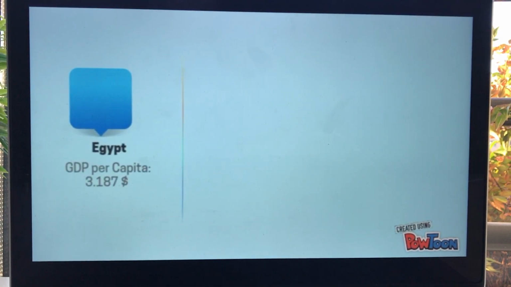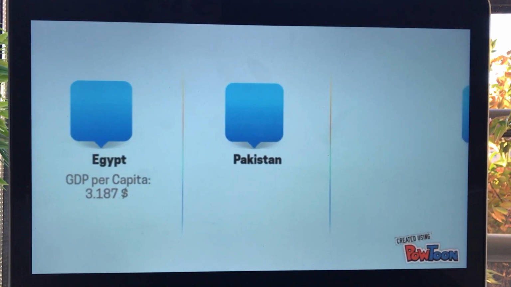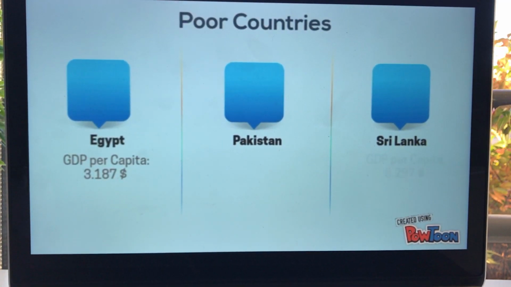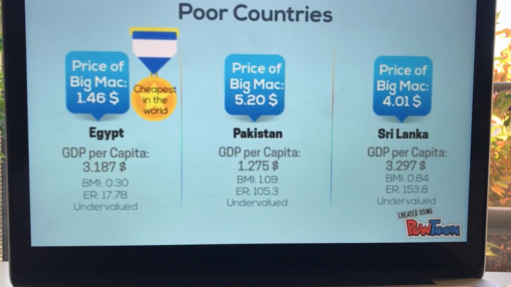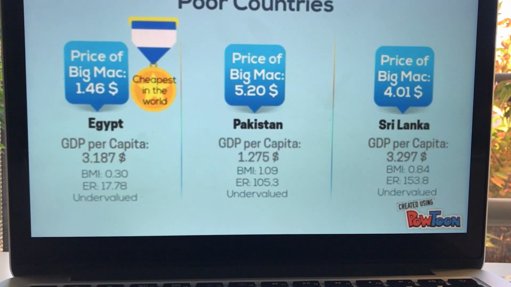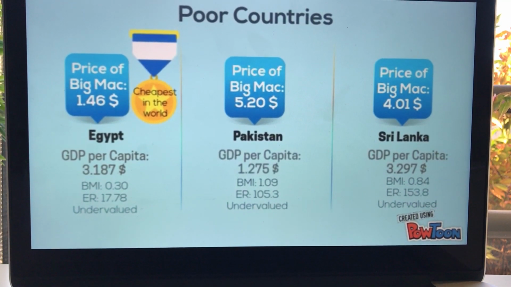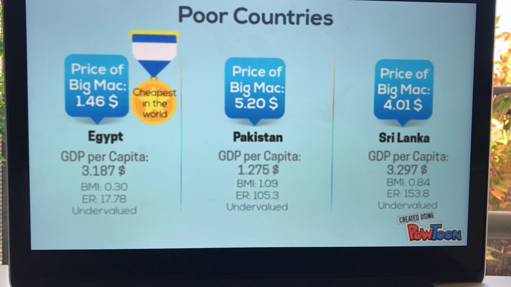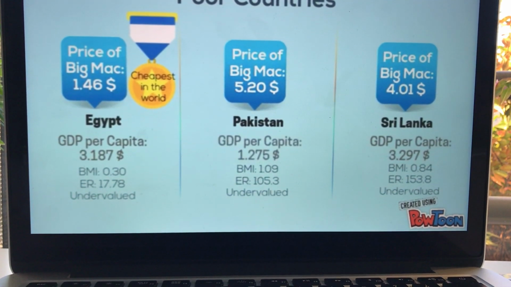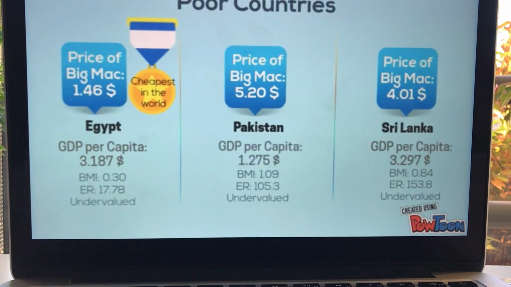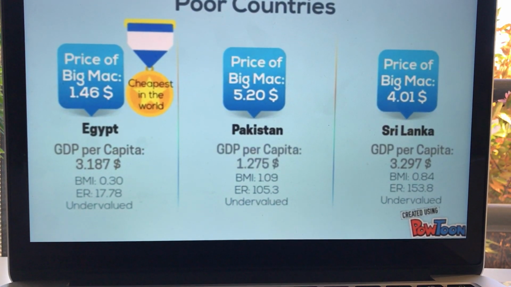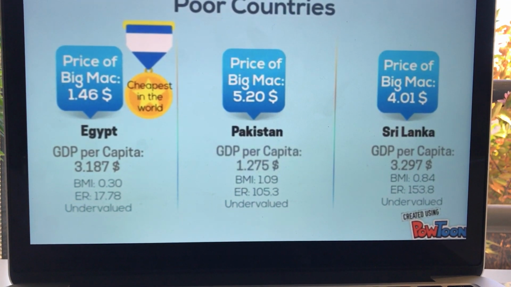For the poor countries, we chose to analyze Egypt, Pakistan, and Sri Lanka. Egypt has a GDP per capita of $3,187. The exchange rate is 17.78. The Big Mac index is 0.30, and the price of a Big Mac is $1.46. This is the cheapest in the world, which means that in Egypt we can buy the cheapest Big Macs. The values for the Big Mac index and for the exchange rate tell us that the currency is currently undervalued.